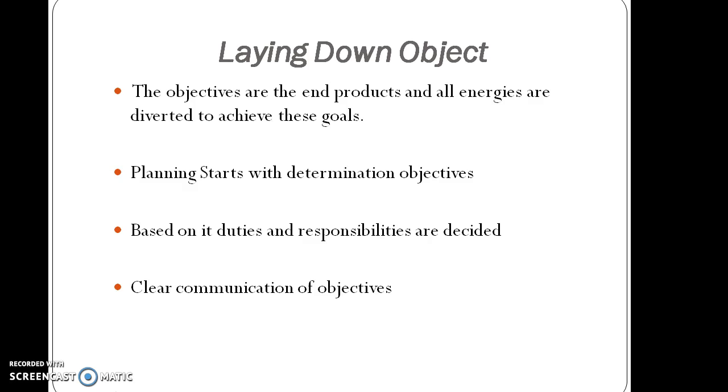Now third is laying down objectives. Once the two steps are complete, the third is laying down objectives. Objectives are the end product of all energies, diverted to achieve goals. Planning starts especially from the determination of objectives. Based on objectives, duties and responsibilities are decided and authority is given to the employees to achieve the objectives. Clear communication of objectives is also important for successful planning, otherwise there will be failure in the business operation and there will be an issue in the smoothness of the execution.